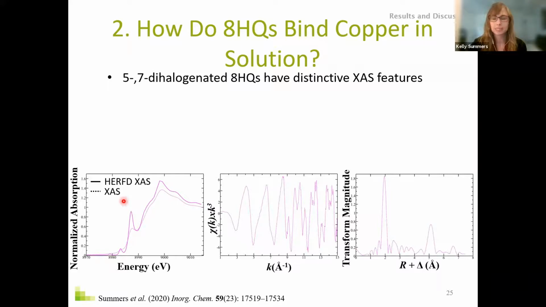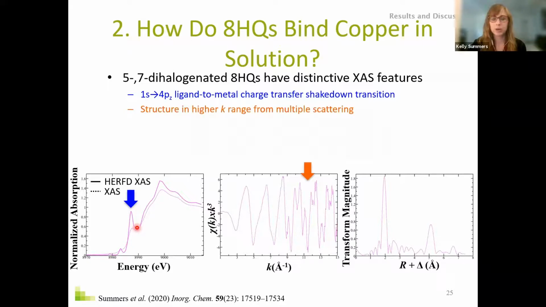Now most of these, what we're calling 5,7 dihalogenated 8-hydroxyquinolines, so ones like clioquinol, this pink spectrum is clioquinol, have very distinctive XAS features. They have a 1s to 4pz ligand to metal charge transfer shakedown transition. I just want to point out that this is very distinct from the 1s to 4p that we see with copper 1. This transition is fairly well established to be indicative of the square planar coordination geometry.